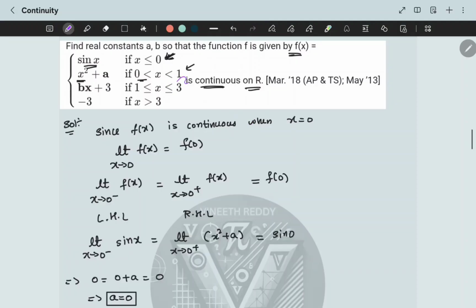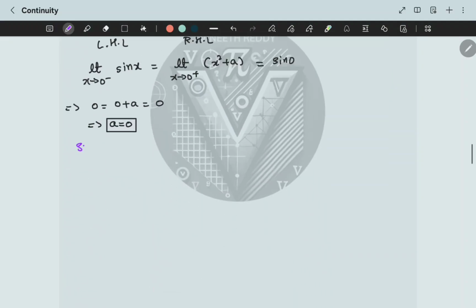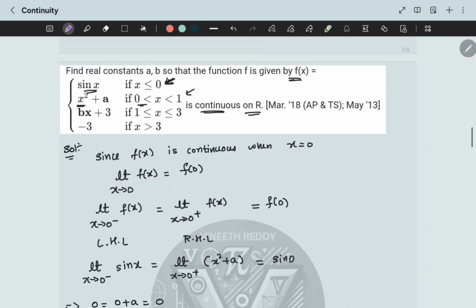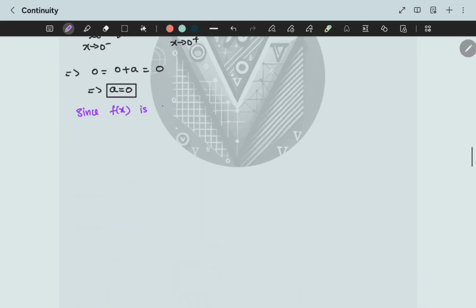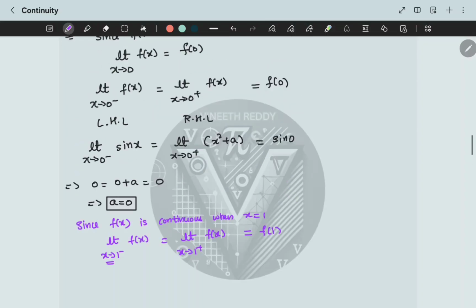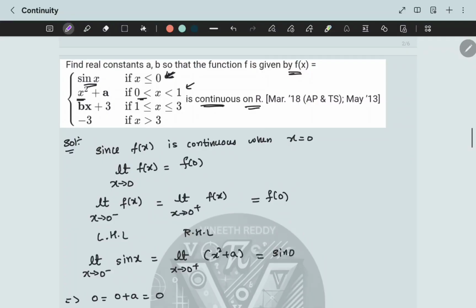Since f of x is also continuous at 1, right? When x equals 1, we can say limit x approaches 1 minus f of x will be equal to limit x approaches 1 plus f of x, and that should be equal to f of 1. Now when x is less than 1, right? x approaches 1 minus means x should be less than 1, right? Less than 1 means we should be taking this particular definition, correct? Because x is less than 1.